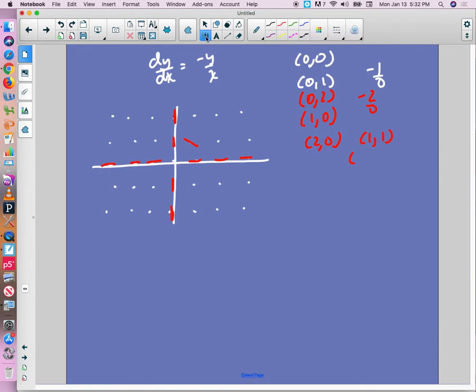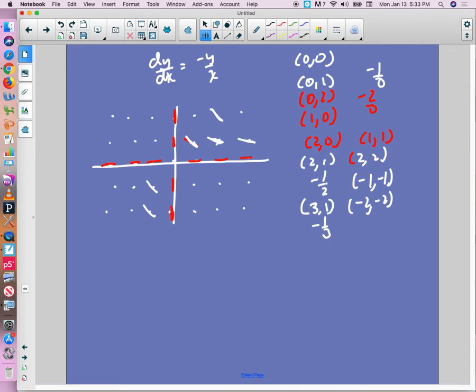All right, at (2, 2) the same thing happens. I get negative 1, everywhere your x and y are the same. At (-1, -1) I would get negative 1, and at (-2, -2) I would get negative 1. All right, so let's go to (2, 1). I get negative 1 over 2, so it's negative, but tending a little bit more horizontal. At (3, 1) I get negative 1/3, so even a little more horizontal.